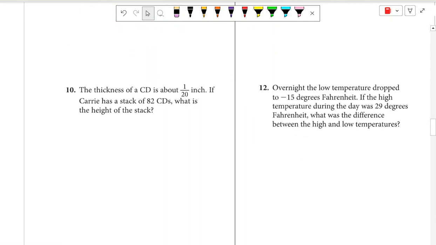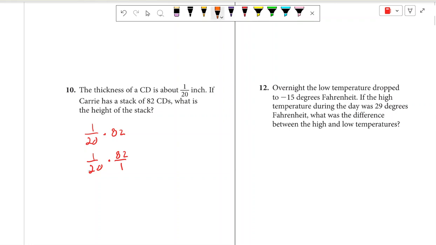Number 10. The thickness of a CD is about 1/20th inch. If Carrie has a stack of 82 CDs, what is the height of the stack? All right, so it looks like we're multiplying here. 1/20th times 82 CDs. So we'll make 1/20th times 82 as a fraction, and we'll look to cross reduce.